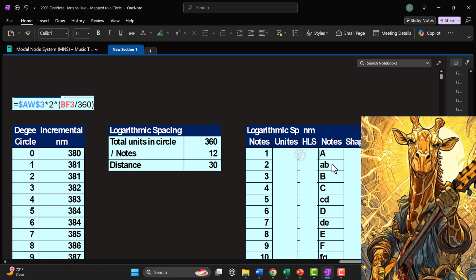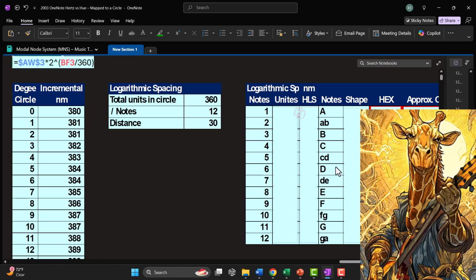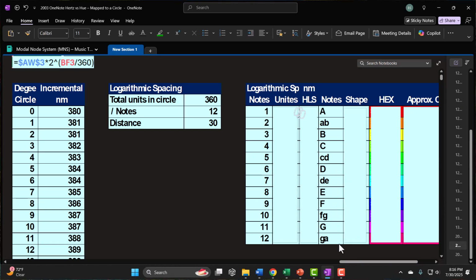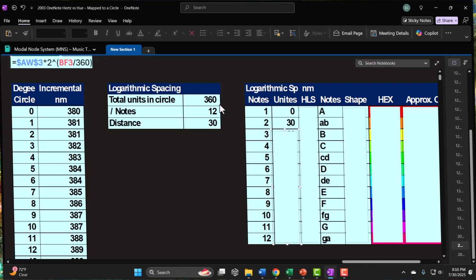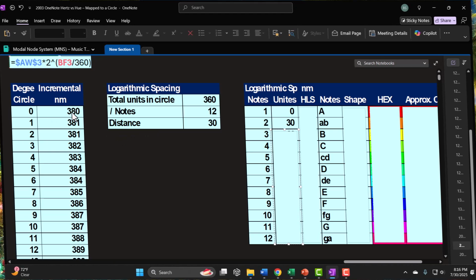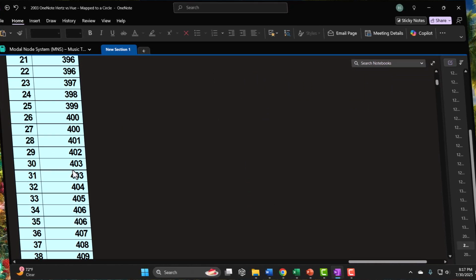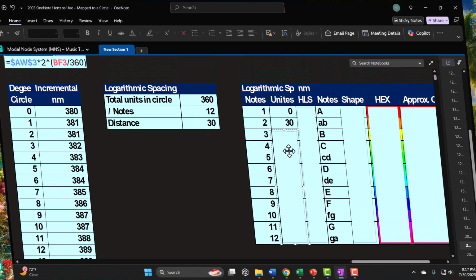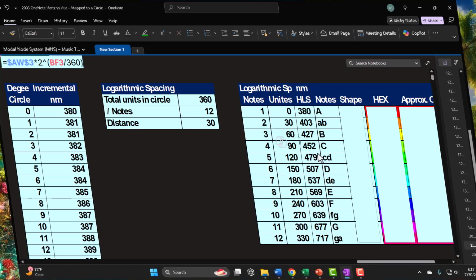These are going to be the note names now: A sharp or B flat, B, C sharp or D flat, D sharp or E flat, E, F sharp or G flat, G, and then G sharp or A flat. Then we're going to say it starts at 0 and then goes up to 30. So 0 is 380. If I go up 30, that's going to be a 403, right? And then if I keep on going down, that's going to give us these sets of colors.